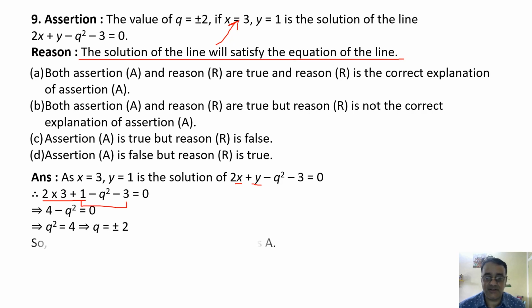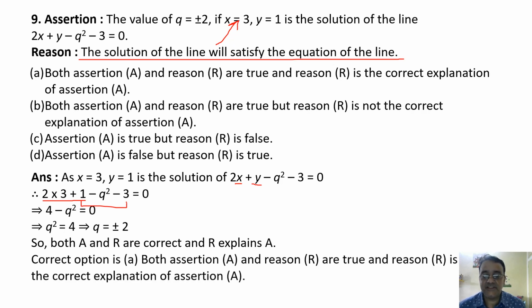That means assertion is also correct. So both assertion and reason are correct, and reason explains assertion. So therefore the correct option is A. Right, very good. Both assertion and reason are true, and the reason is the correct explanation of assertion.